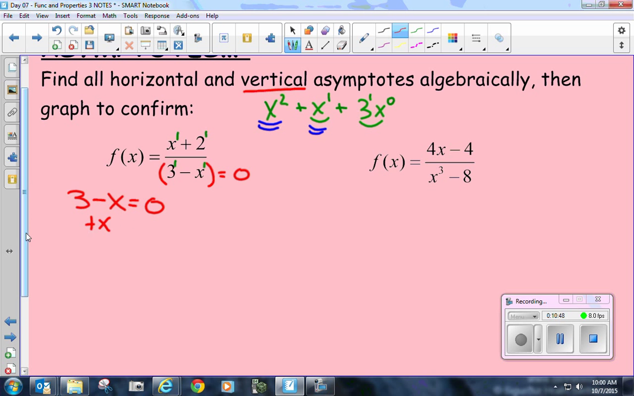If I just add x to both sides, that is where I have a horizontal or vertical? Vertical. It's all right. That's where I have a vertical. It's where the x is undefined. So this is a vertical asymptote right there.